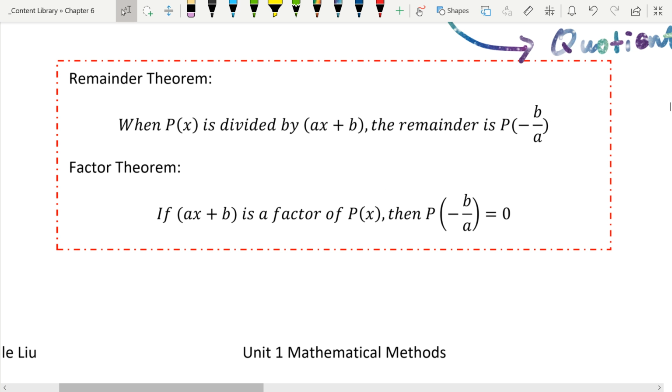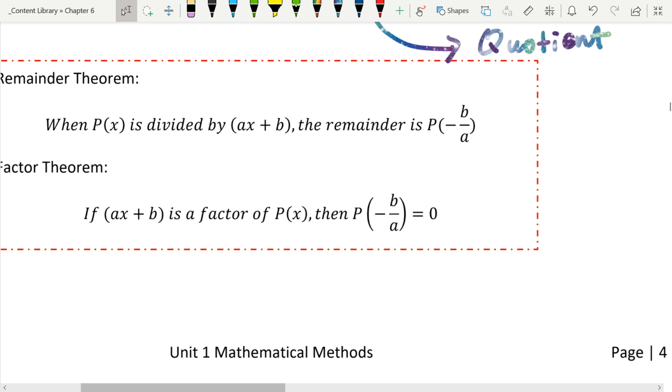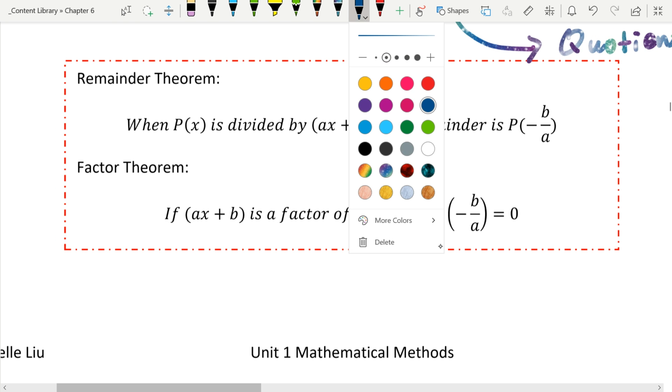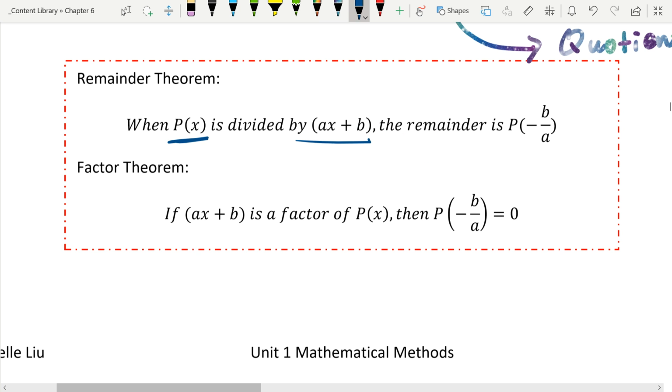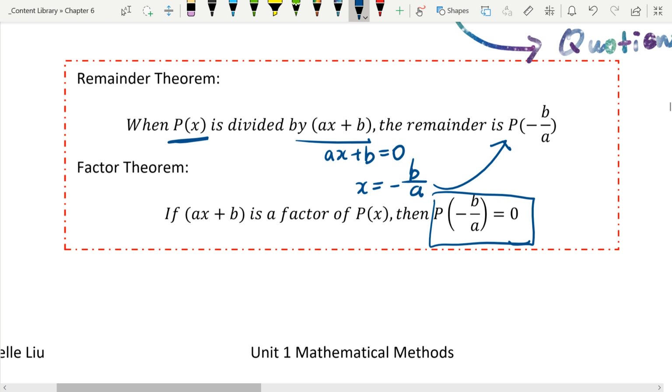I have introduced that already. If P(x) is divided by linear ax plus b, if we make ax plus b equal to 0 and solve for x, then we sub that into the P(x) function, I should have the remainder. And when your remainder equals 0, like you work out, when you sub -2, I got value 0, which means there's no remainder here. And then this is actually a factor.